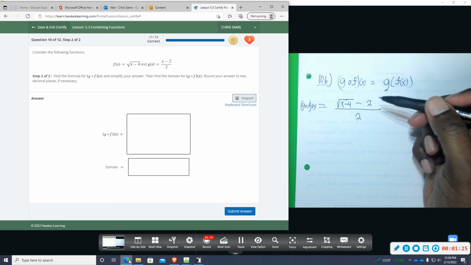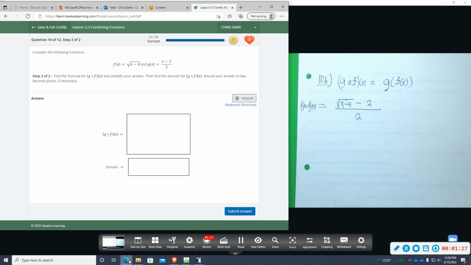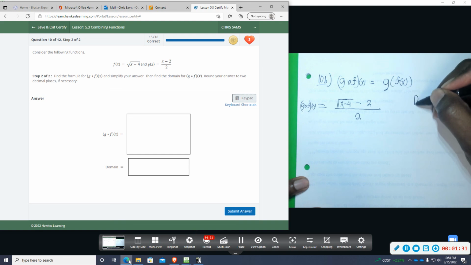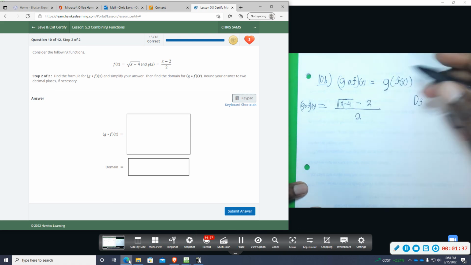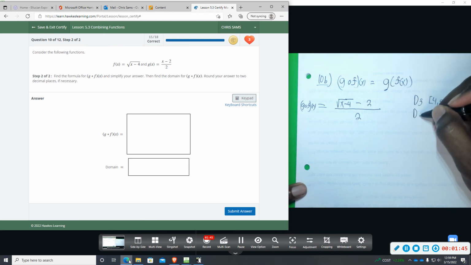Okay, and now let's talk about domains. So from the previous problem, domain of F. So this time we get to see what I was trying to mention. Domain of F was 4 to infinity. Domain of G was negative infinity to infinity from the previous part.